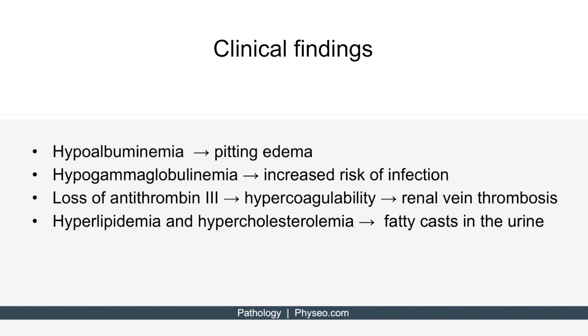Now let's talk about another protein. When the patient has low gamma globulins, they have hypogammaglobulinemia, which means low antibodies. And if you have a low antibody count, that will naturally lead to an increased risk of infection.